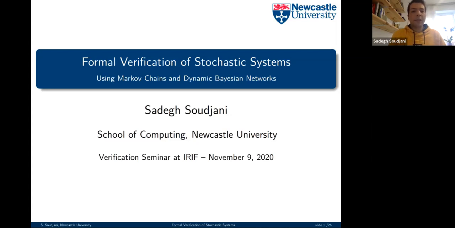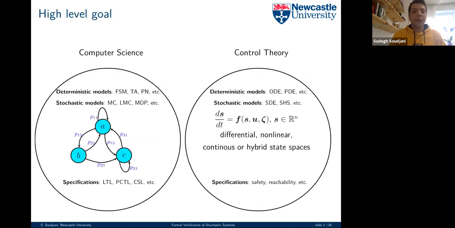In this presentation, I'm going to talk about formal verification of stochastic systems using Markov chains and dynamic Bayesian networks. So this slide shows the high-level goal of my research. In general, in computer science, we usually work with models that have a discrete state space. For example, finite state machines, timed automata, Petri nets, and so on. Even in the stochastic setting, we have Markov chains and Markov decision processes with a finite or countable state space.